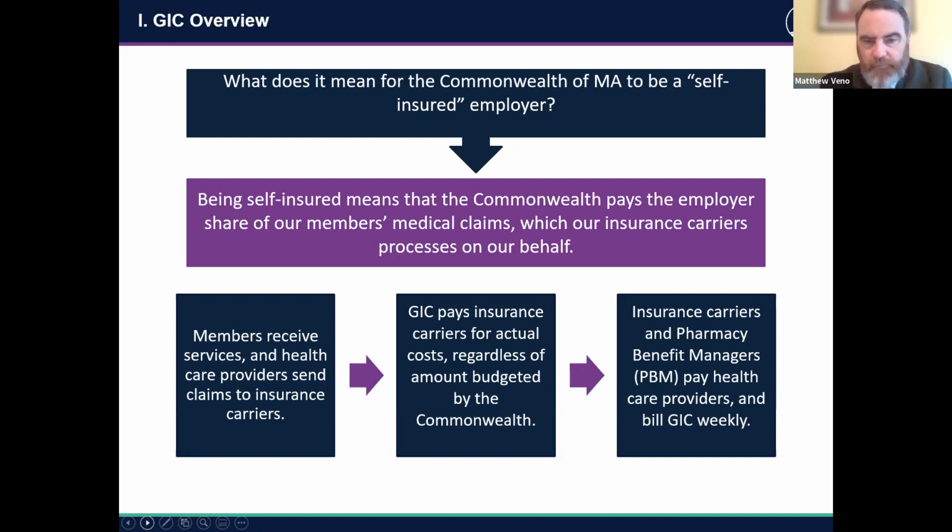The three boxes at the bottom here just attempt to show how claims are actually paid. As a member, you receive your health care from your healthcare provider, and that provider sends a claim to your health insurance carrier. And it's the carrier that essentially acts as an administrator for the GIC, pays the provider for that claim, and then they bill the GIC. We then reimburse our carriers for those claims. So just to give you a little sense of how that works.